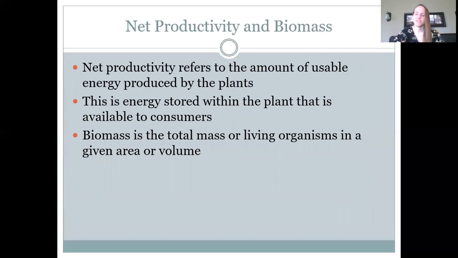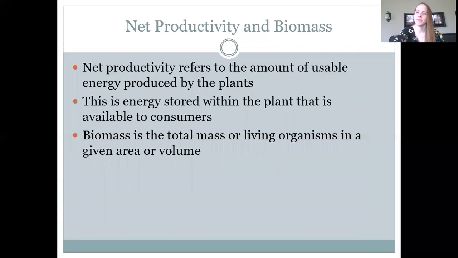Okay, so just to define some of these terms we've been talking about, net productivity is the amount of usable energy produced by the plants. So that could be what is stored within them that consumers could use or that we could use if we burn it, something like that. Biomass is the total mass of the living thing. And we've already talked about biodiversity before, which is again, just the number of different species.